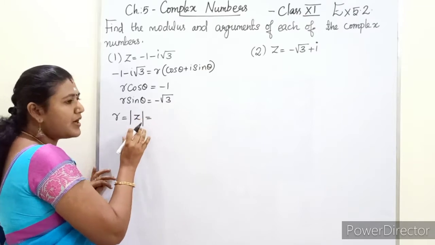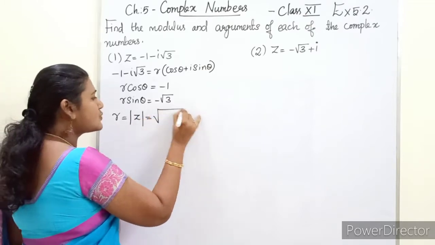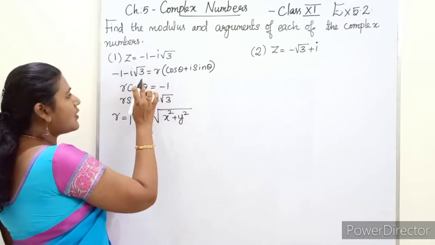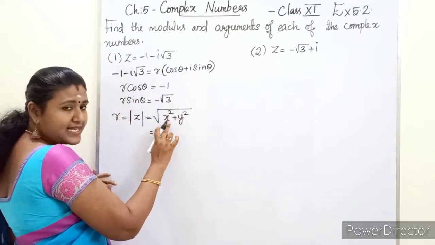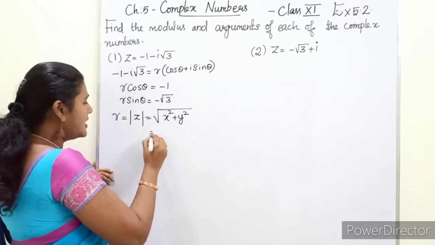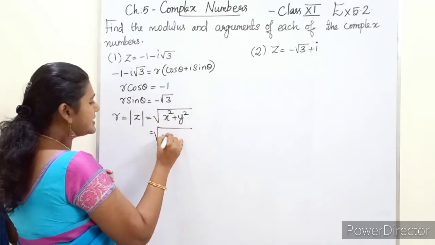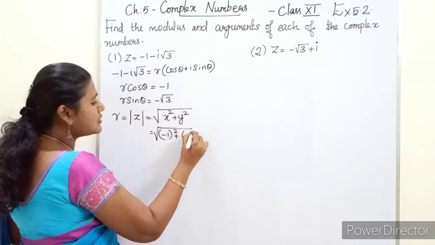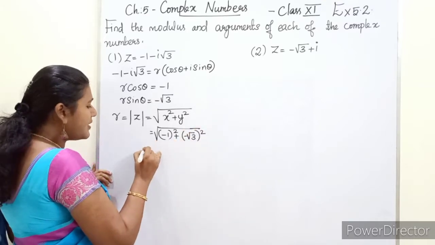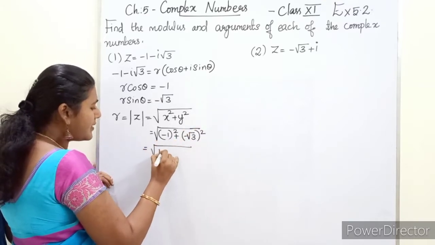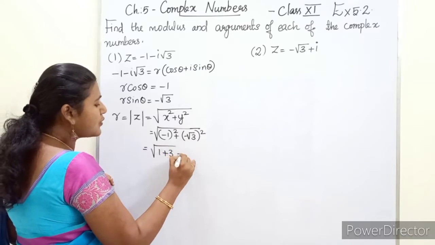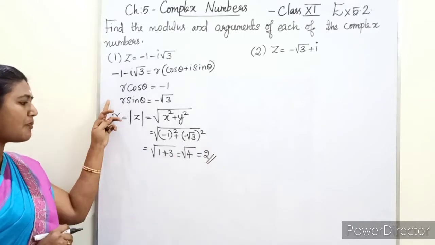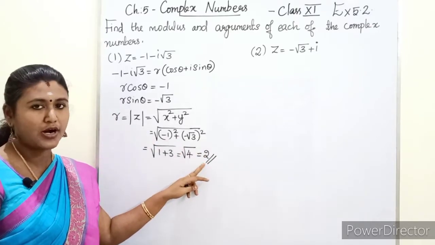You know the formula for the modulus of a complex number: root of x squared plus y squared. What is x here? The real part is x and the imaginary part is y. So we substitute the real part, minus 1 the whole squared, plus the imaginary part, minus root 3 the whole squared. Simplifying, root of 1 plus 3, which is root 4, equal to 2. So the modulus of the complex number, the value of r, is 2.